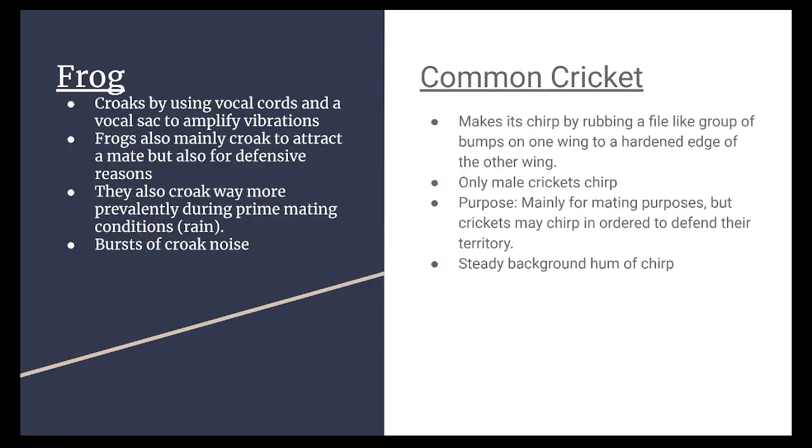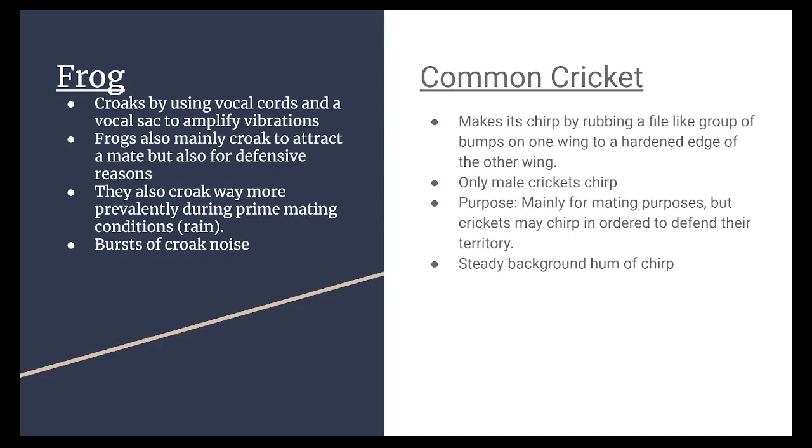Now for the frog, it makes its croaks because it actually has vocal cords, kind of like humans. But the thing that humans don't have that a frog does have is a vocal sac, and they use that vocal sac to amplify the vibrations of their croak. Frogs mainly croak to attract a mate, but they also croak for defensive reasons, like, hey, this is my territory, warning other frogs, don't get around me, this is my territory.